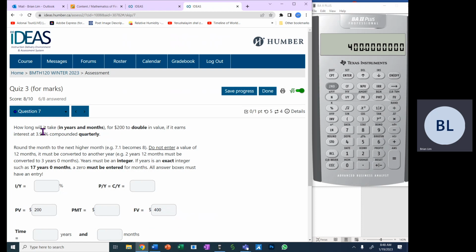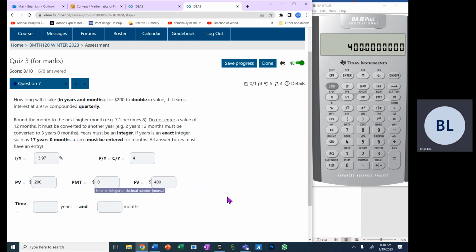Now, what else do we need? Well, we need the interest rate. It's 3.97, so we can copy that and paste it in here. Now it's compounded quarterly, so quarterly means PY equals CY, which is equal to 4. Payment is 0, and so we have to compute N. That's the first thing we do. This is some explanation about what will happen after we do the computation for N. So let's go ahead and start.